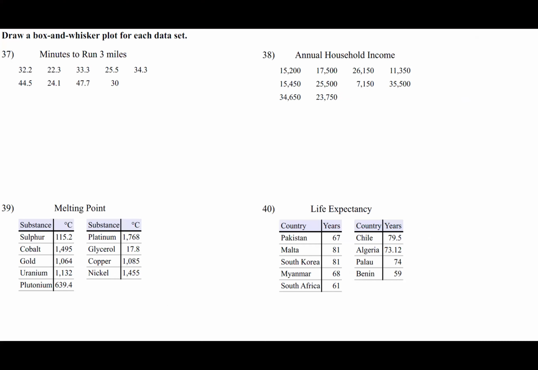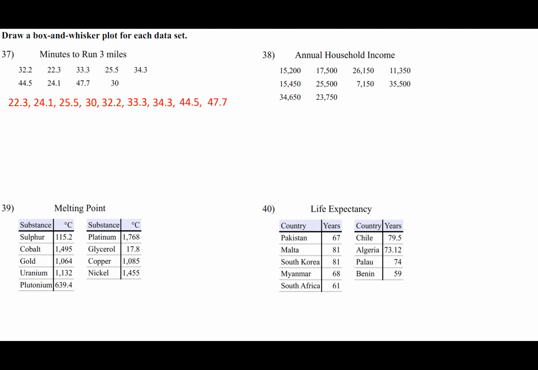Number 37. First thing we're going to be doing when we look at data is organize it from smallest to largest. Very similar to what we did last week. The smallest number that I see on my list is 22.3. Next, I want to go from smallest to largest. So 22.3, then 24.1. I see 25.5, 30, 32.2, 33.3, 34.3, 44.5, and 47.7. Again, all I did was I listed my numbers from smallest to largest.